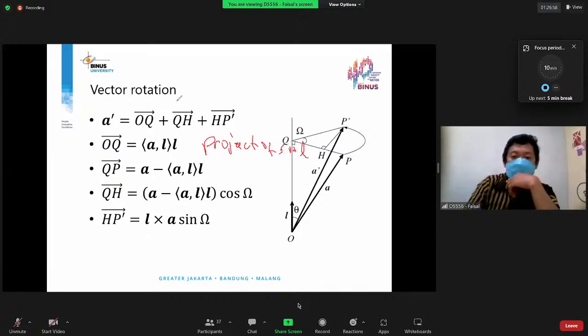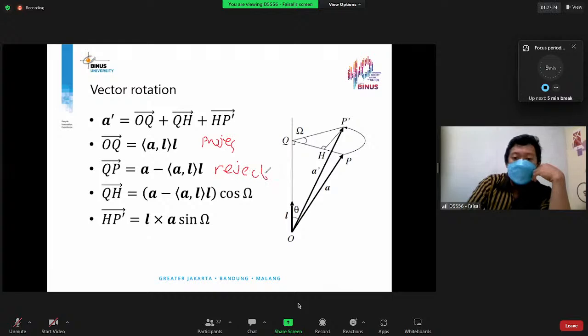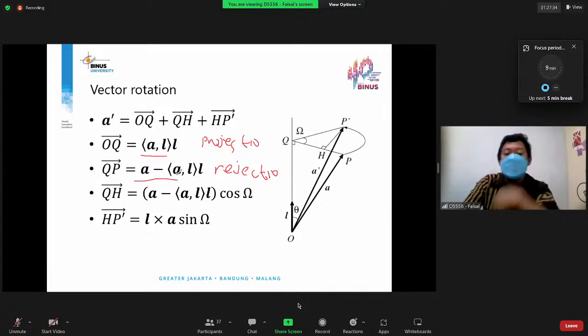And what is QP? Sorry, this is QP. QP is the rejection. The first is the projection and this is the rejection. We already know the formula of rejection.